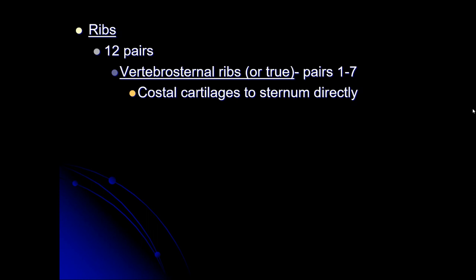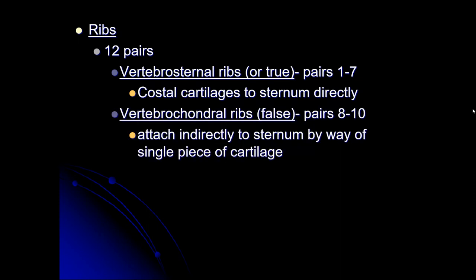Now, of course, they attach by costal cartilages, but each rib has its own individual cartilage. Ribs 8, 9, and 10 are called vertebrochondral. Sometimes they're called false ribs. They also attach to the sternum, but they don't attach directly. They attach to a single piece of cartilage, and then that attaches to the sternum. So they're called vertebrochondral because they go from the vertebrae to cartilage.